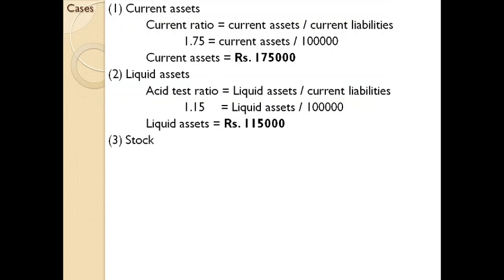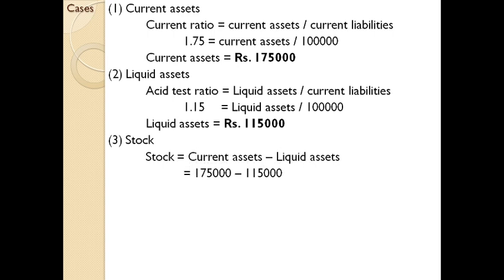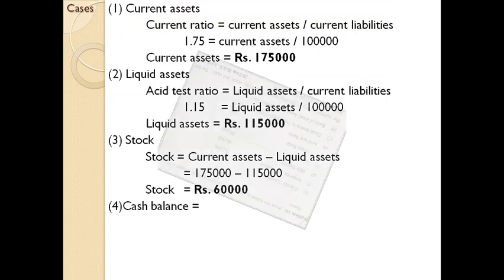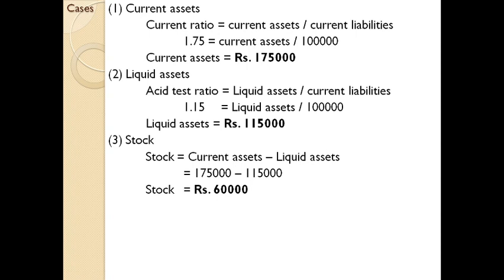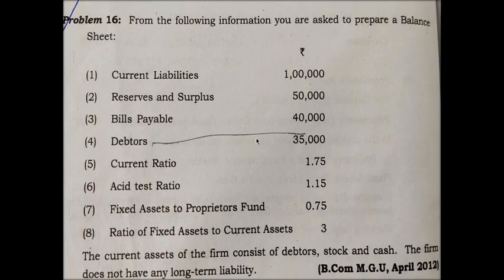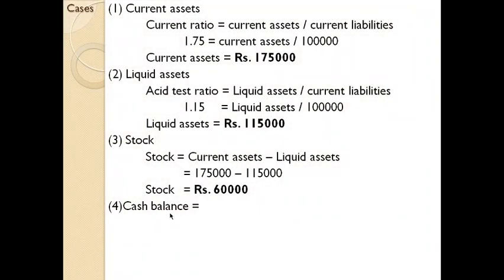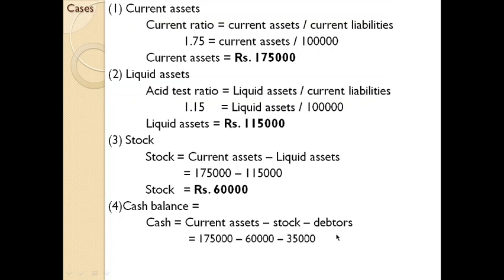And in the question it is given that debtors is rupees 35,000. So as we did in the previous case, it is easy to find stock. Just deduct liquid assets from current assets, and you will get stock. Debtors is given as 35,000, so the balance amount will be cash. And how are we going to find the amount of cash? Current assets we already found, 1,75,000. From current assets, if you deduct stock 60,000 and debtors 35,000, you will get cash 80,000.